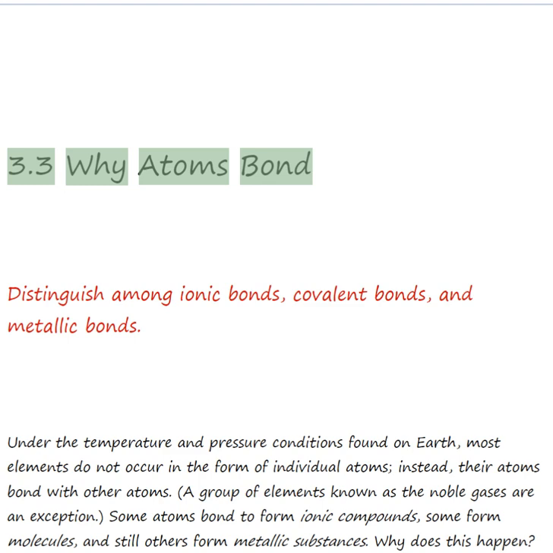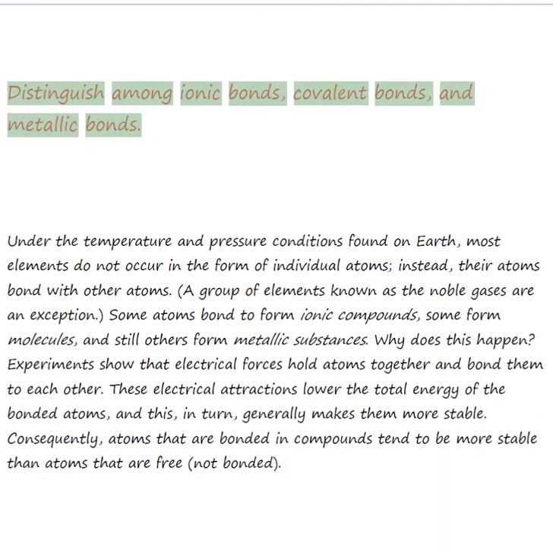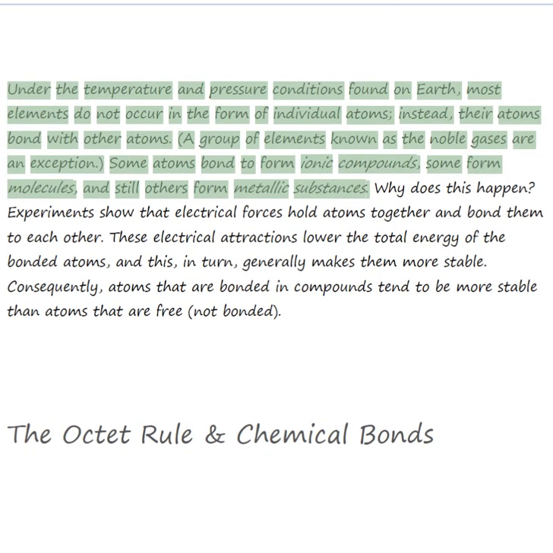3.3 Why atoms bond. Distinguish among ionic bonds, covalent bonds, and metallic bonds. Under the temperature and pressure conditions found on Earth, most elements do not occur in the form of individual atoms. Instead, their atoms bond with other atoms. Some atoms bond to form ionic compounds, some form molecules, and still others form metallic substances.